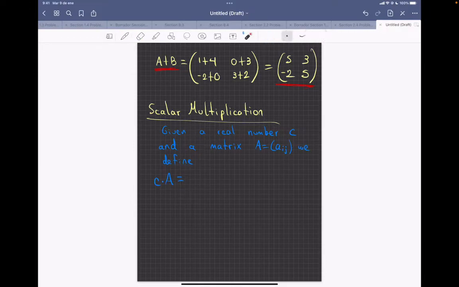Notice here I am multiplying a real number times a matrix. I am not using two matrices so far. This is only a real number times a matrix. How do we define that? It's very simple. When you are going to multiply a real number times a matrix, the only thing you need to do is to multiply each entry in the matrix by the real number.